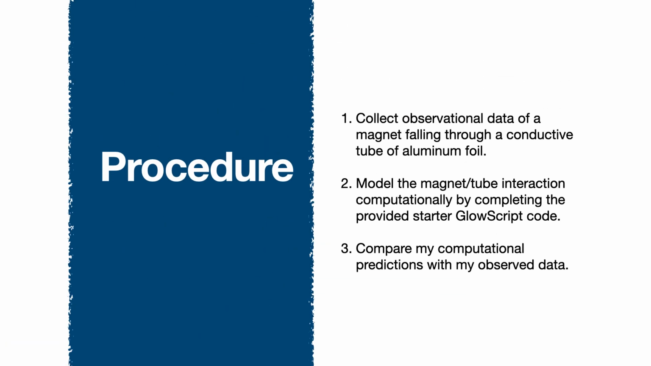To complete this lab, I'll be following three main steps. First, I'll collect observational data of a magnet falling through a conductive tube of aluminum foil. Second, I'll model the magnet-tube interaction computationally by completing the provided starter GlowScript code. Third, I'll compare my computational predictions with my observed data.